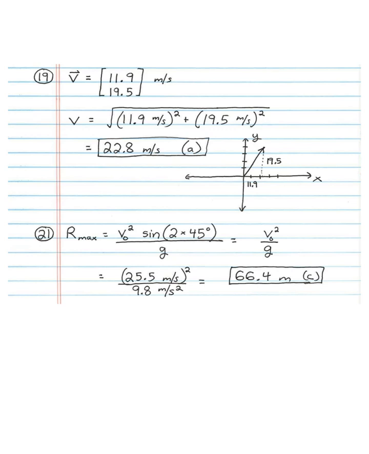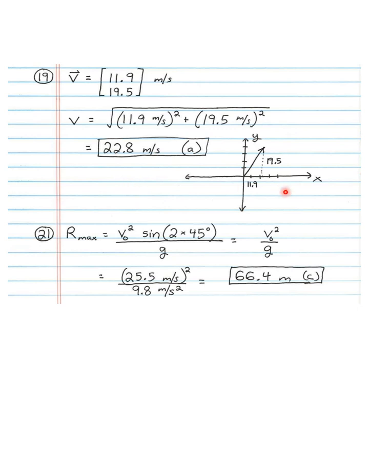Number 19, your car's instantaneous velocity is 11.9 i hat plus 19.5 j hat meters per second. Your speed is what? So it's asking for the magnitude of the vector. Here I've written out the vector, and then the magnitude is, we're going to use the Pythagorean theorem, square root of the x component squared plus the y component squared. And we get 22.8 meters per second.